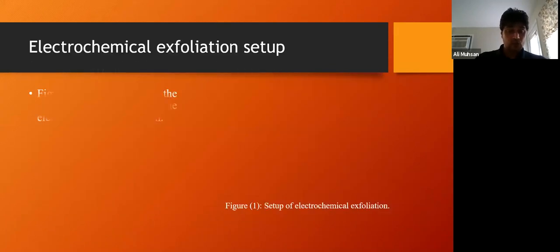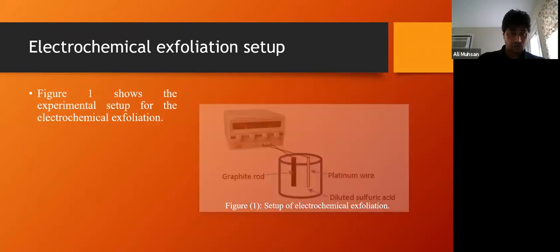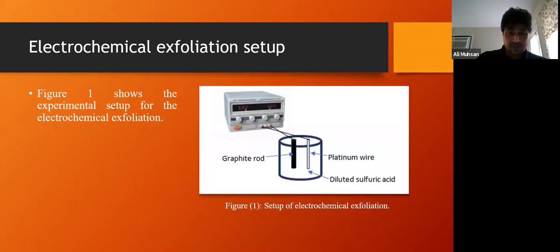The electrochemical exfoliation setup is shown in figure 1. As shown in this figure, the power supply is connected to the graphite rod and to the platinum wire in the presence of the electrolyte, which is diluted sulfuric acid.